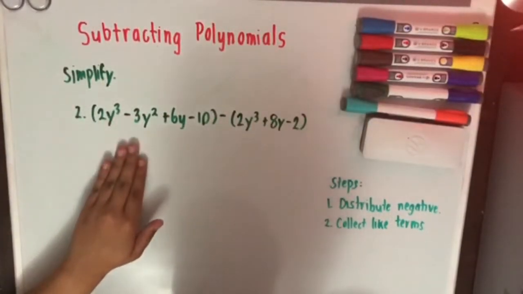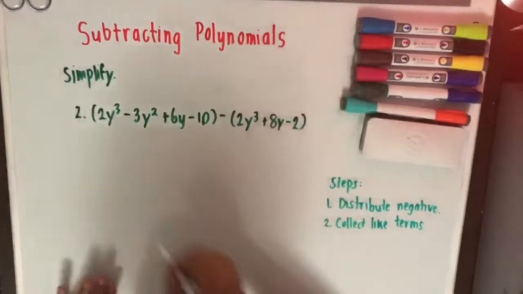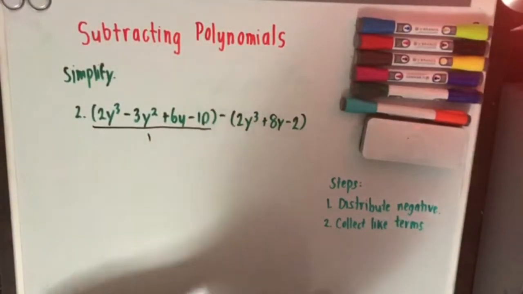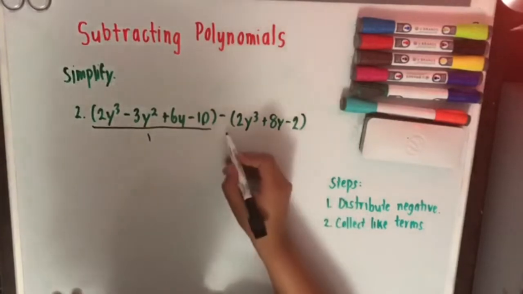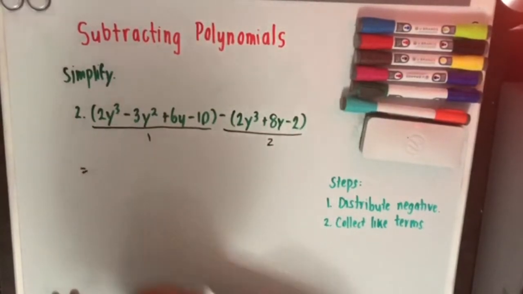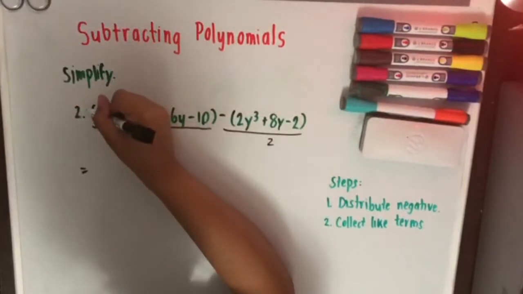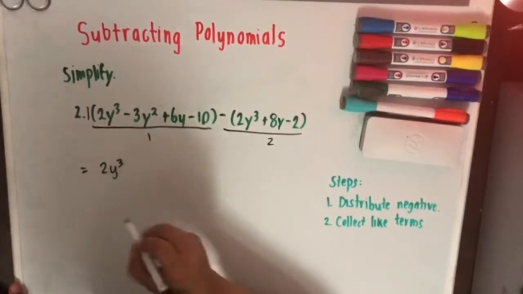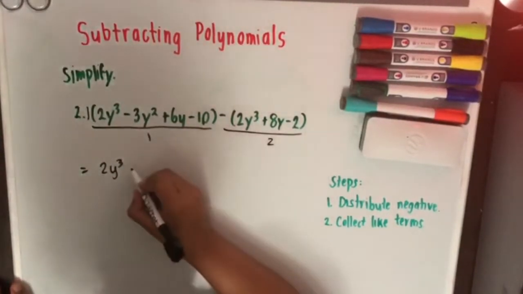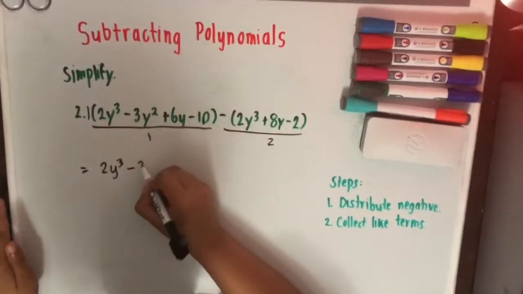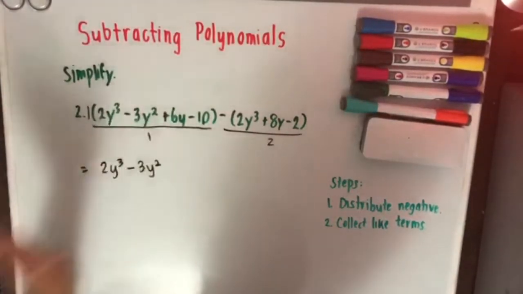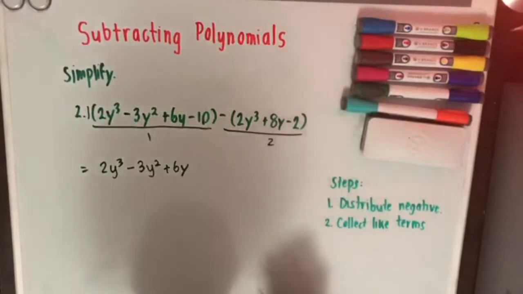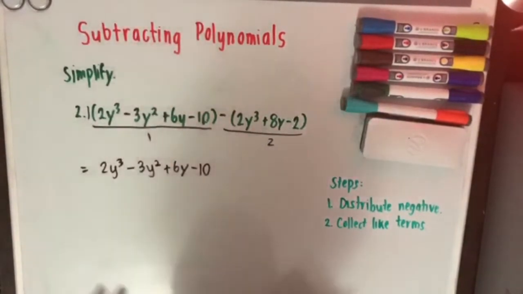So now we're looking at 2y cubed minus 3y squared plus 6y minus 10 will be our first part. Second part, minus 2y cubed plus 8y minus 2. So let's do our distributive property again. We should know this now. 1 times 2y cubed, 2y cubed. 1 times negative 3y squared, positive and a negative, negative 3y squared. 1 times 6y, 6y. 1 times negative 10 would be negative 10.